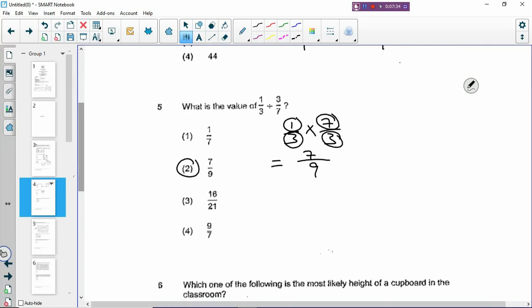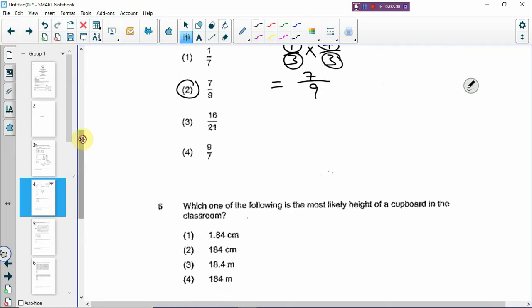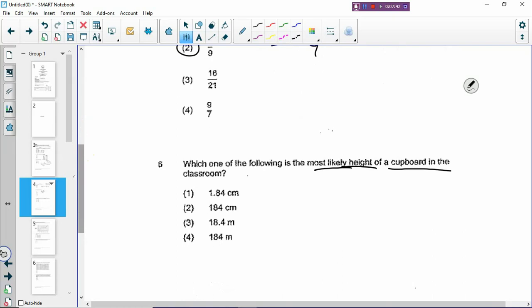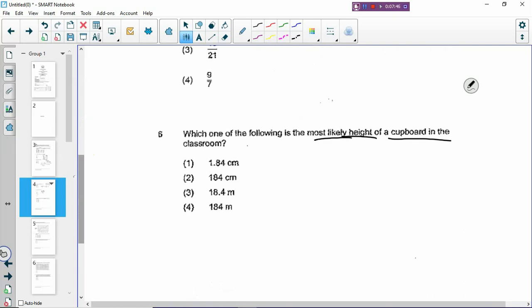Question number 6: which one of the following is most likely the height of a classroom cupboard? Height of a cupboard in the classroom. So which is the most likely height of a cupboard in the classroom? Now first of all, it cannot be 1.84 cm, because 1.84 cm is actually very short.